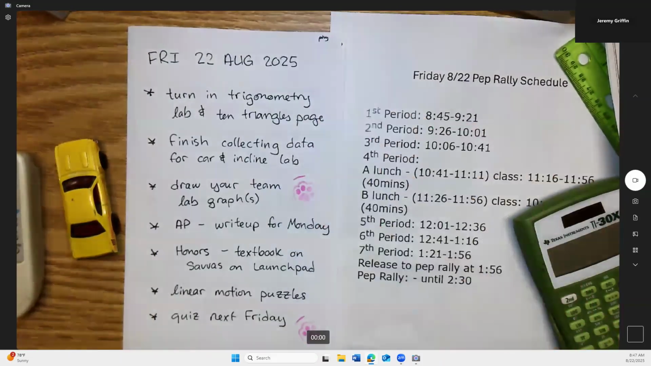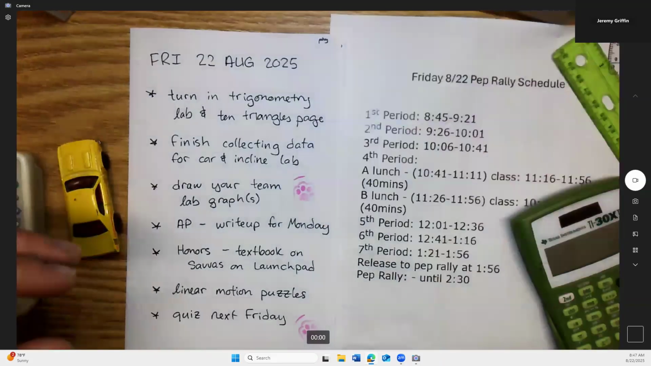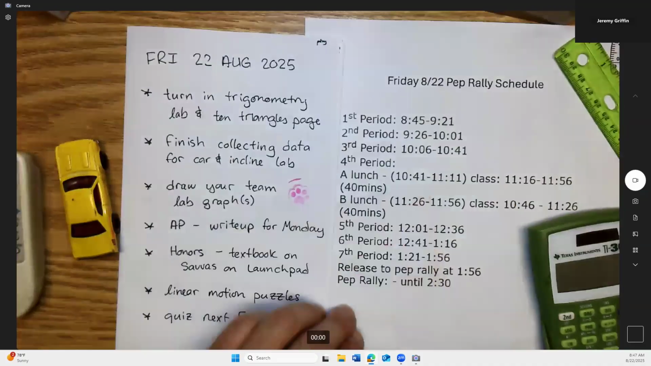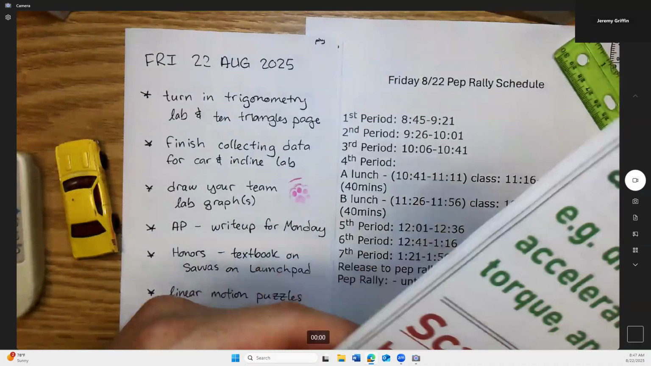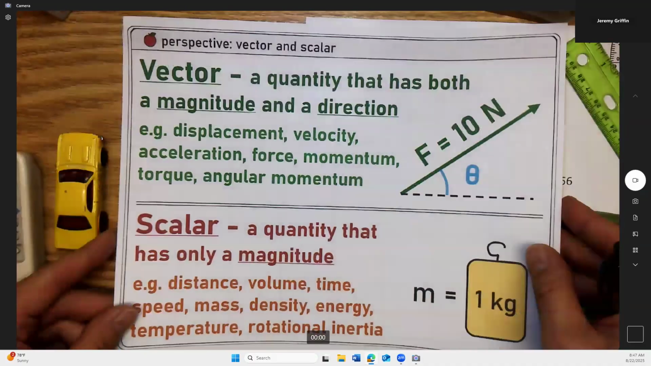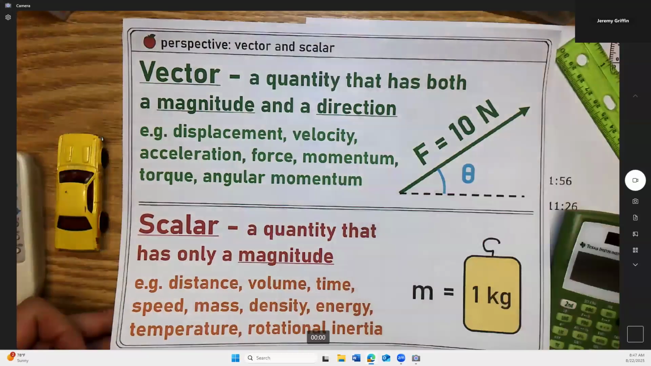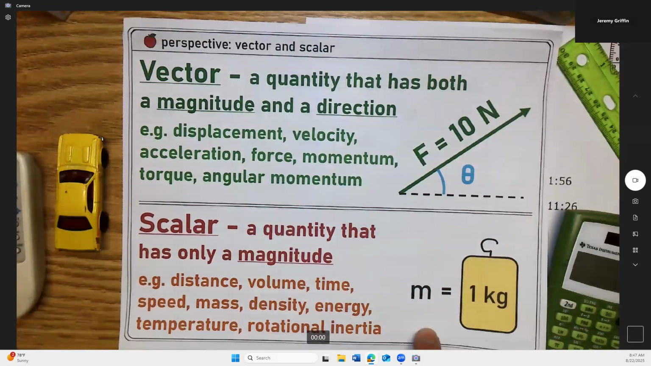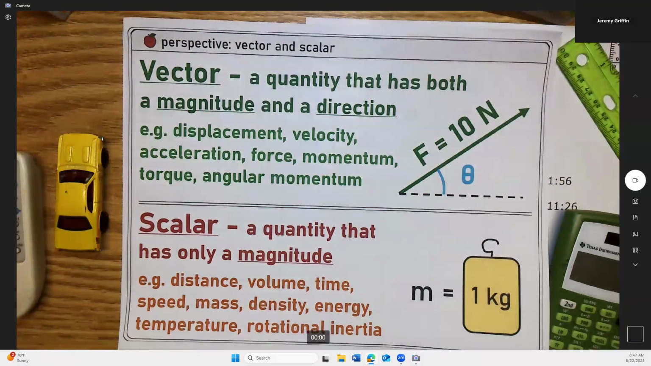You guys know we're on a pep rally schedule today, so we got a little bit shorter classes. Pep rally today, so that's nice. Here's a bonus thing. I know we've been talking a little bit about vector components, which relates to trigonometry. Guys, this slide I just did yesterday. This is not in any files you have so far because I figured out I actually need this one. I need to lay out these definitions.